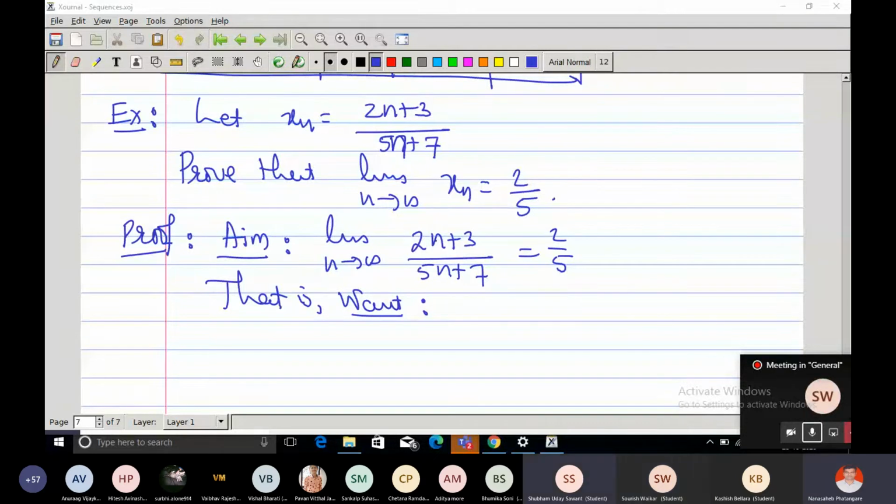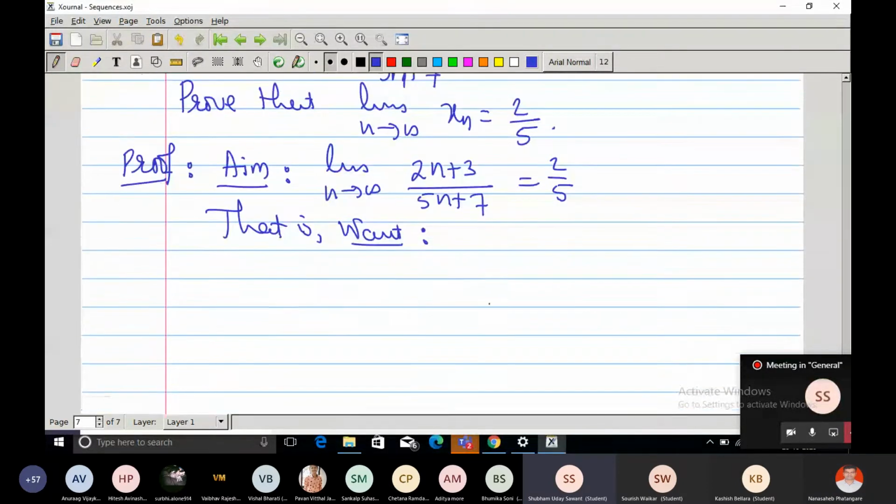So what we want: we'll consider an epsilon, a distance epsilon from the number 2 by 5, and we'll prove that we can generate a natural number such that the distance of this sequence is less than that epsilon. So what we want, given epsilon.